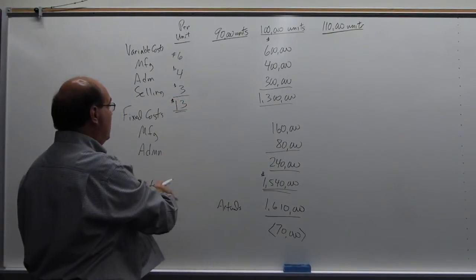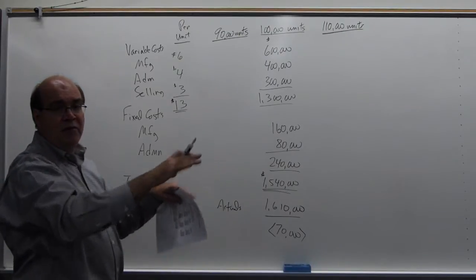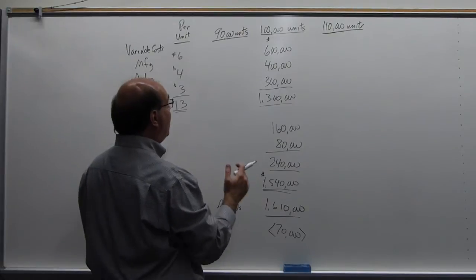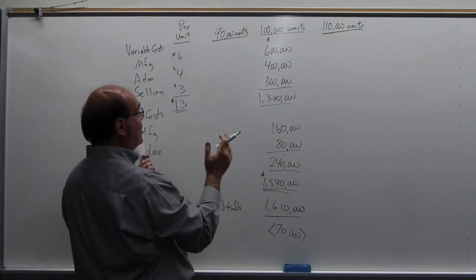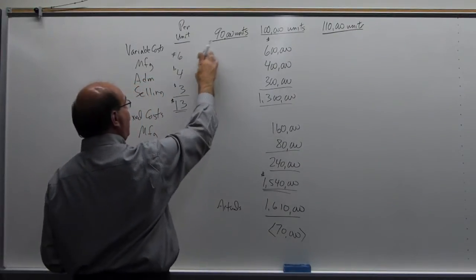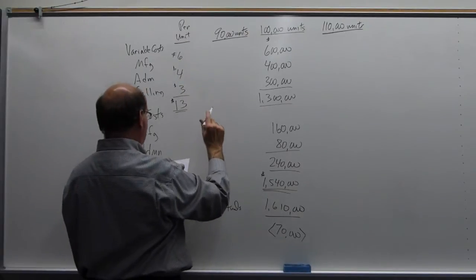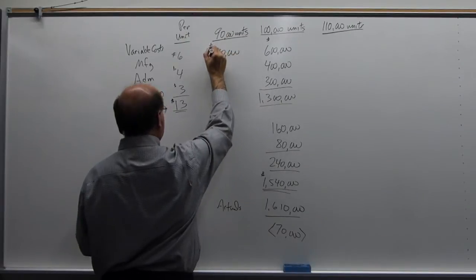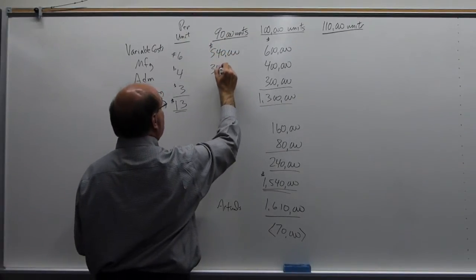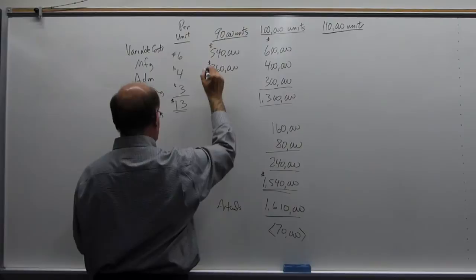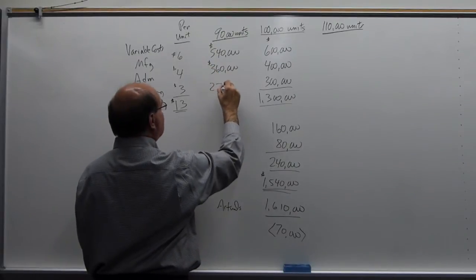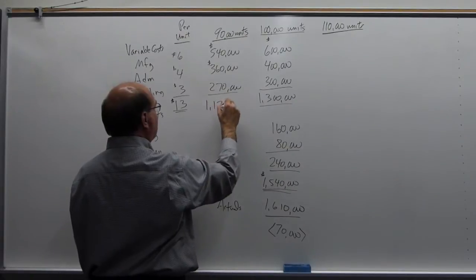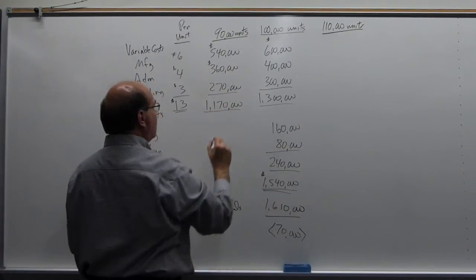We don't show the per unit for the fixed costs because they stay the same at any level of output, okay? So now, once I've done that, I can simply say, well, what would I spend if I had 90,000 units is what I'm planning? Well, then I just take the 90 times each of these, and that gives me my new number. So this becomes 540,000. This becomes 360,000. This becomes 270,000. And if I add these all up, I end up now with 1,170,000 for my variable cost.